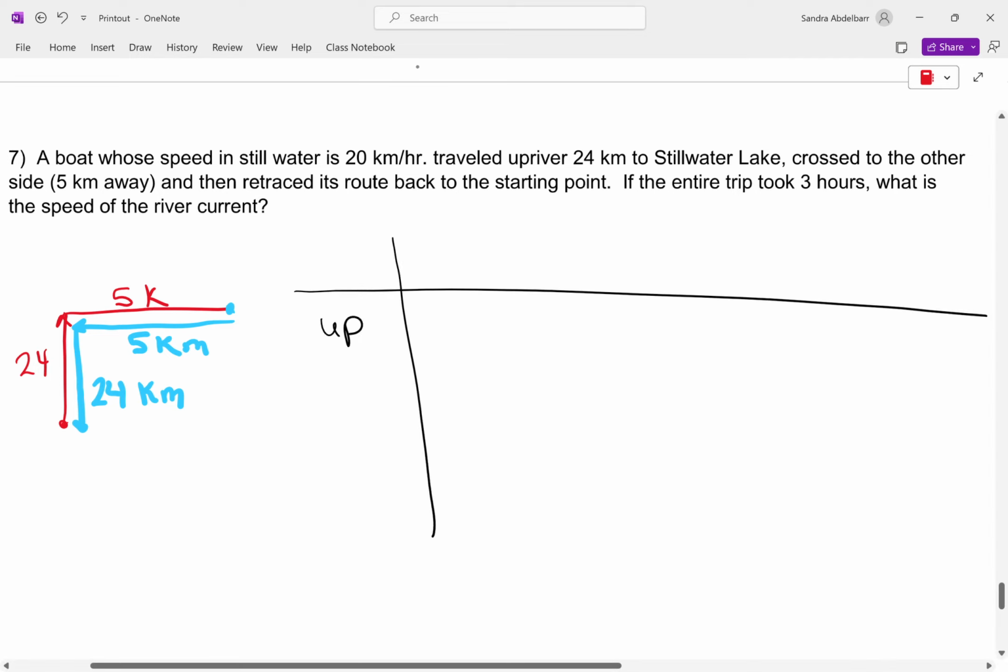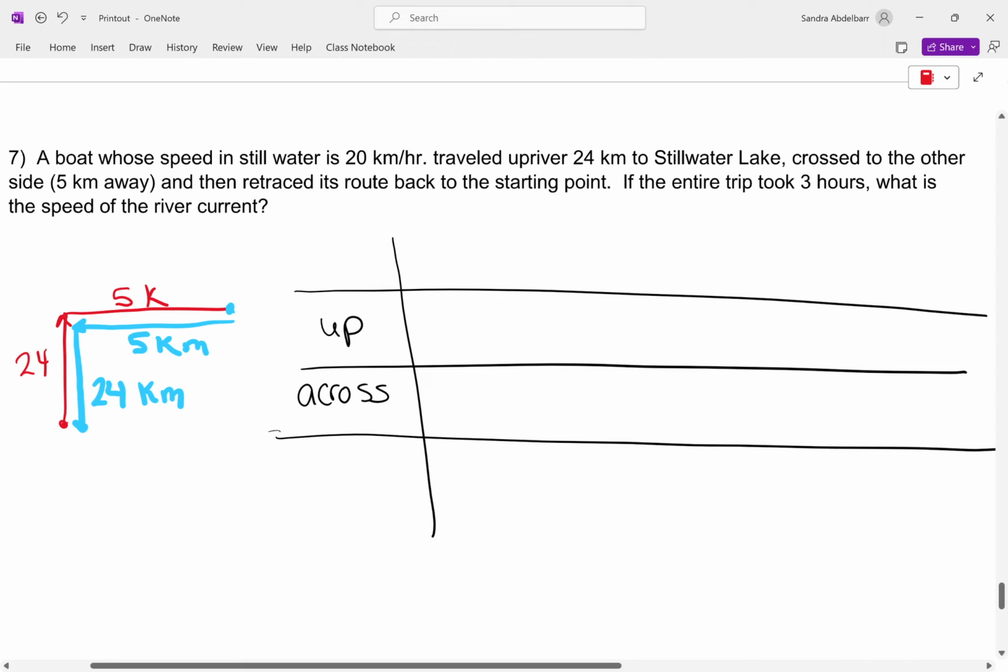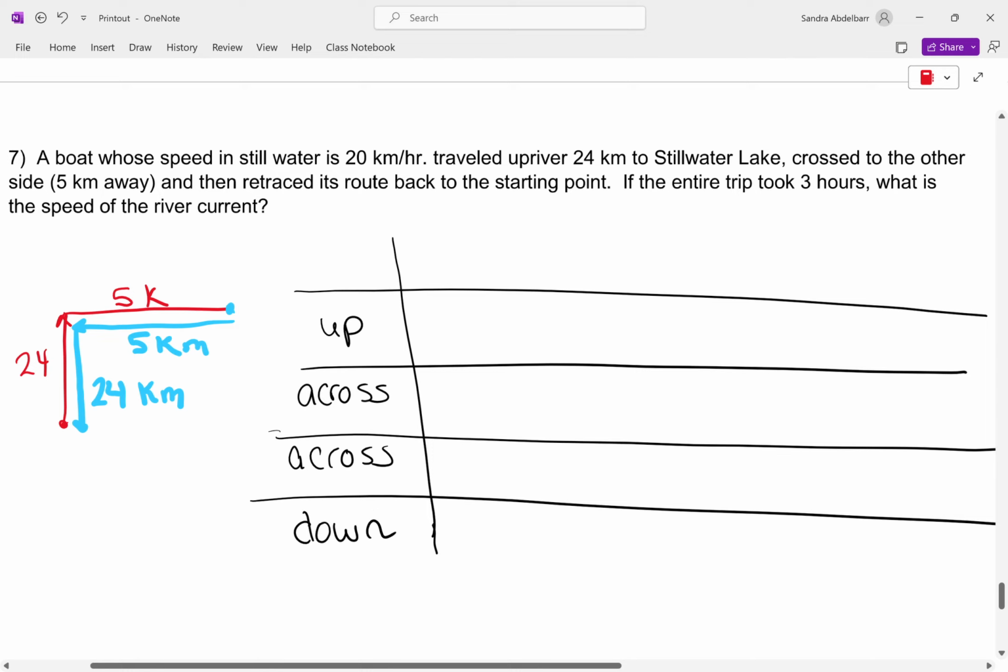Okay, so this is clearly talking about distance, rate, time. So I'm setting up my table. So we have up, we have across. The other class got upset when I only put across once, so I'm going to put across twice. And then down.